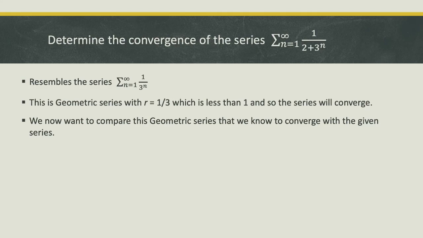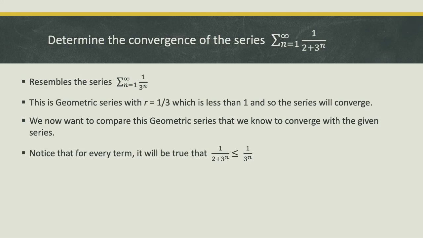If you're not sure, substitute in different values of n, the same n into each series. Remember, for this particular one, the smallest n you can use is 1, and just see which one always comes out being larger, which one is always smaller. If you try that, you should find that 1 over 2 plus 3 to the n is always less than or equal to 1 over 3 to the n. Again, if you're not sure, just start substituting in different n values, and you'll see that this is true.